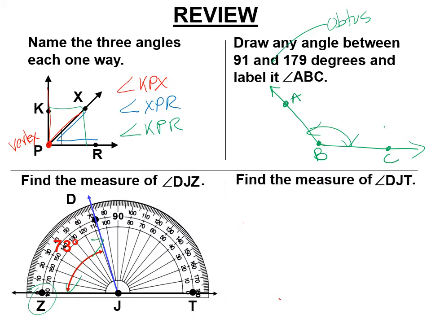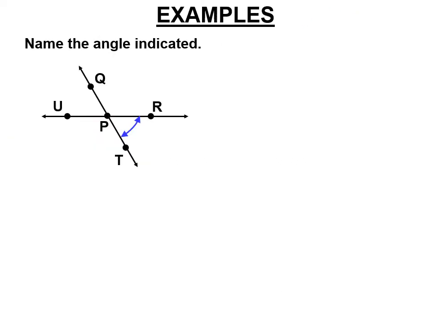Find the measure of DJT, that's the other side, so these better add up to 180, right? I could do it through subtraction, but this one better be 107 degrees. Let's see, there's 100, and then there's 105 right next to it. It's 107 degrees. The two are a linear pair. They are adjacent along a straight line, and they're supplementary. They add up to 180 degrees. The name of the angle shown is angle TPR or angle RPT.